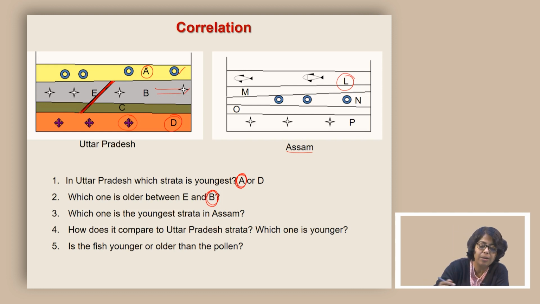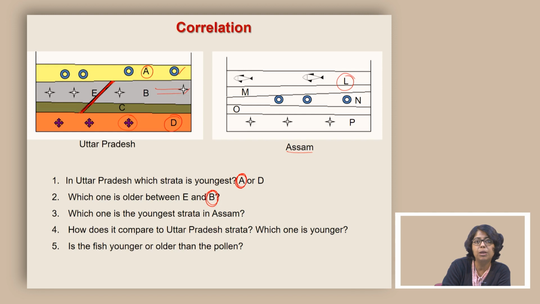So, now we have a strata called A which is youngest in Uttar Pradesh, and we have a strata L in Assam which is the youngest in Assam. Now, how do they compare? Which one is older, which one is younger, or are they of the same age?